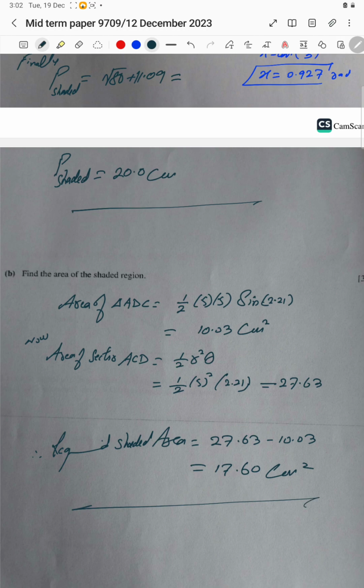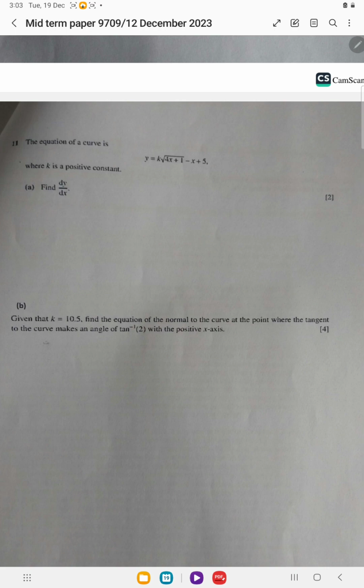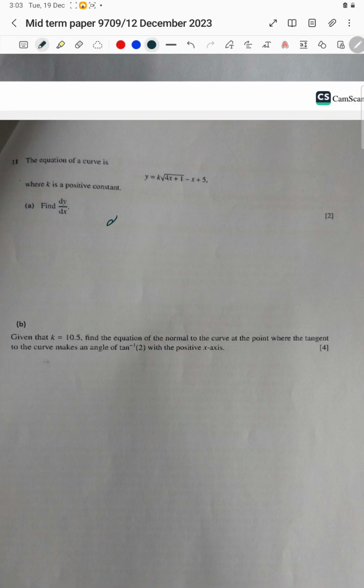Let's proceed to the final question. Okay, here's the question. The equation of a curve is given where k is a positive constant, find dy by dx. So simple, as the power rule is here, dy by dx equals k times d by dx of (4x plus 1) power 1 by 2, minus d by dx of x.